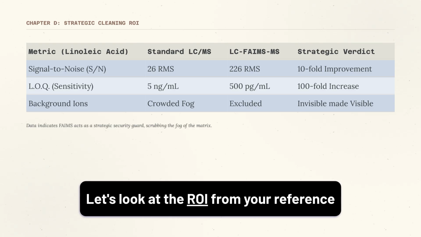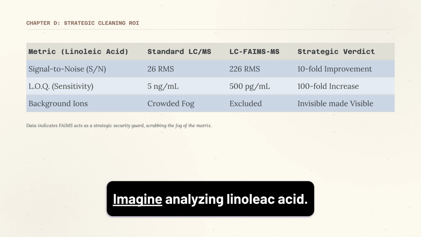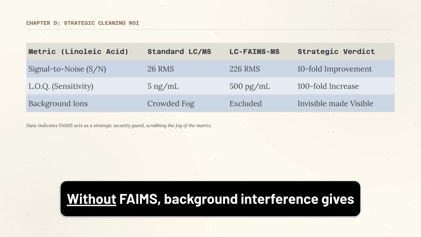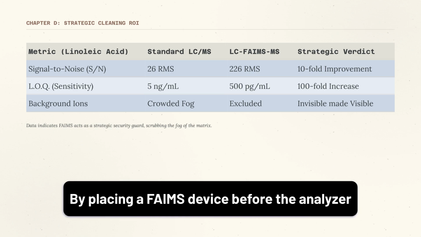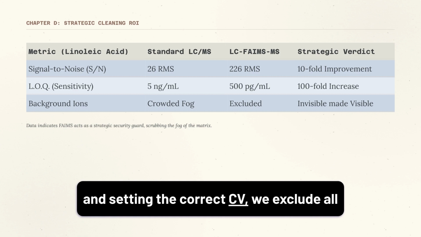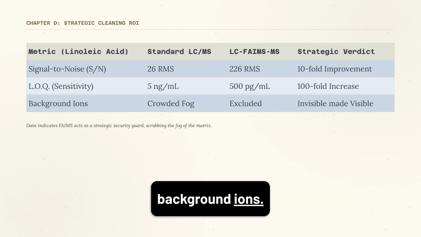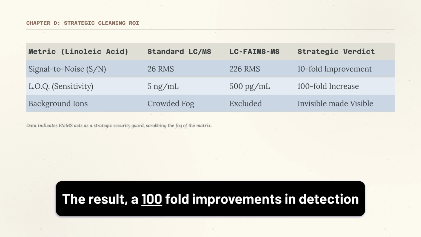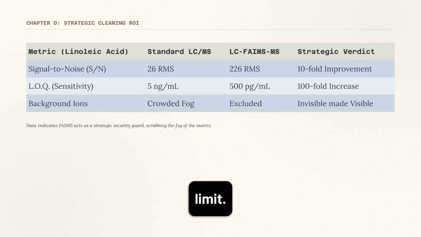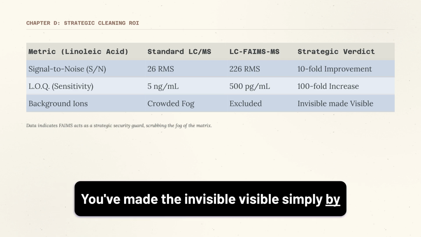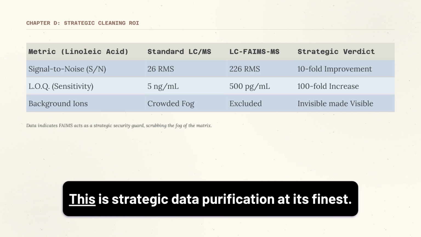Let's look at the ROI from your reference materials. Imagine analyzing linoleic acid. Without FAIMS, background interference gives you poor signal-to-noise. By placing a FAIMS device before the analyzer and setting the correct CV, we exclude all background ions. The result? A 100-fold improvement in detection limit. You've made the invisible visible simply by removing the fog of the matrix. This is strategic data purification at its finest.